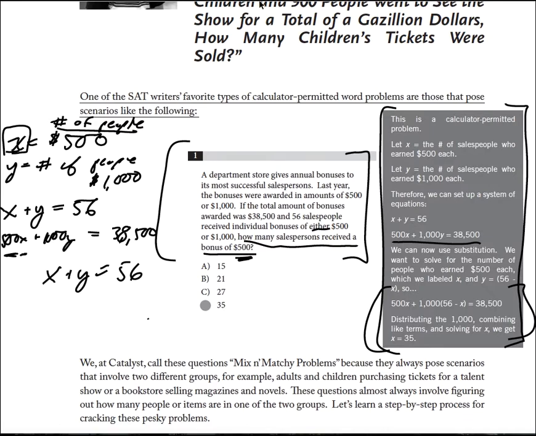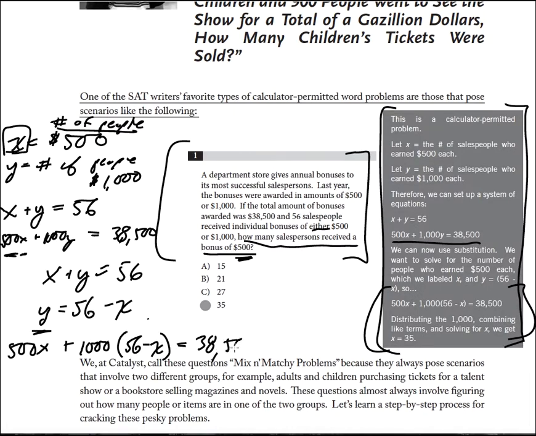So that means that y equals 56 minus x. That means I can plug in that for the y. So therefore, I can rewrite this equation here as 500x plus 1,000 times 56 minus x instead of the y equals 38,500. I can distribute, combine like terms, all of that, and I'm going to get x equals 35, which is choice D.